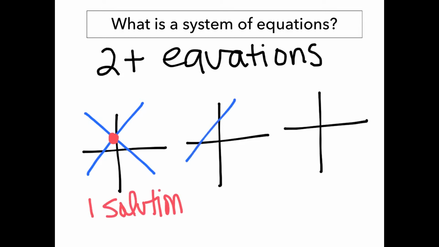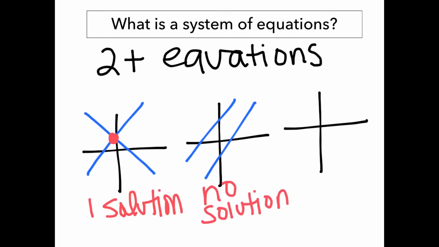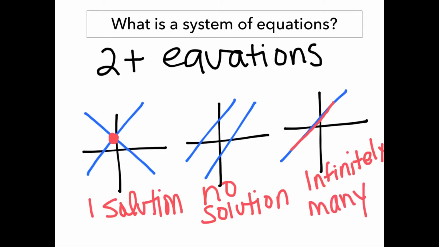If you have two equations that are parallel when you graph them, then you have no solutions because they never cross, they never meet. The third option you can have is if you graph one equation, you graph the other equation, and they're the exact same line. In this case, you would have infinitely many solutions because they meet on every point on the graph.